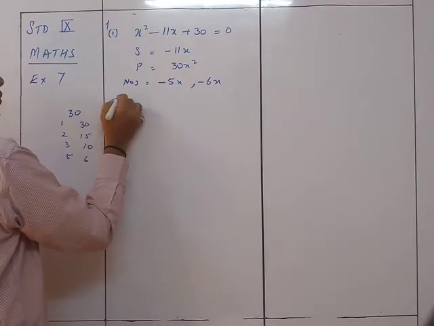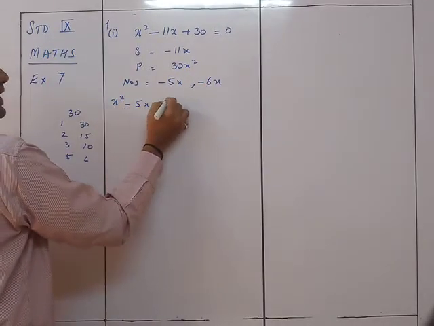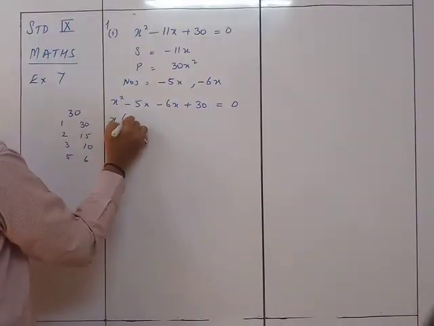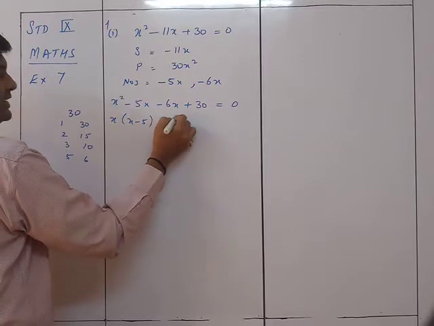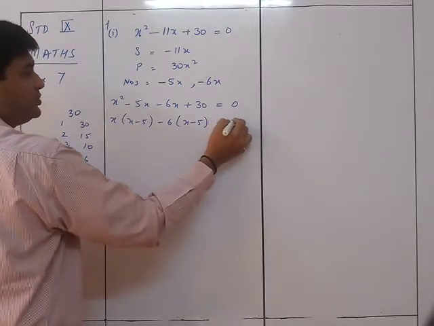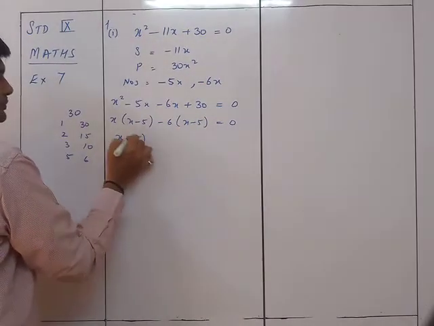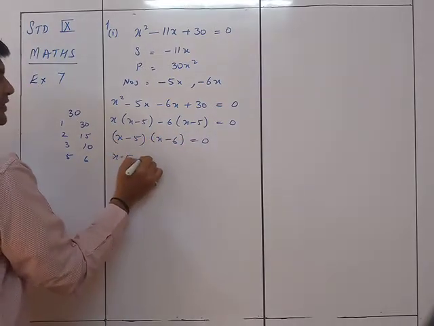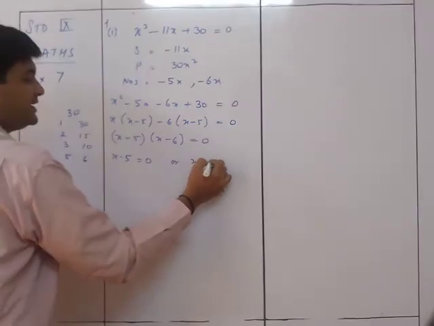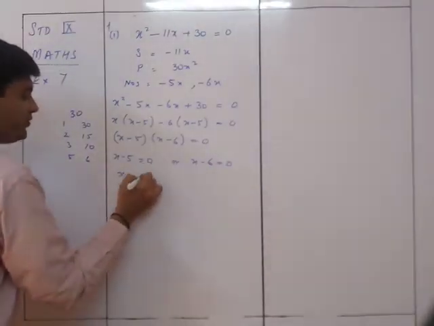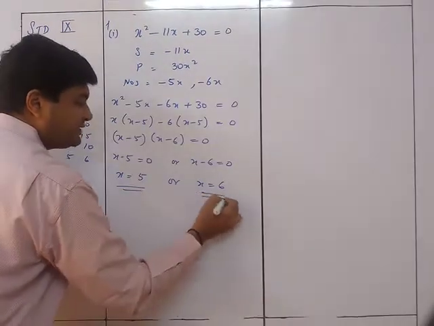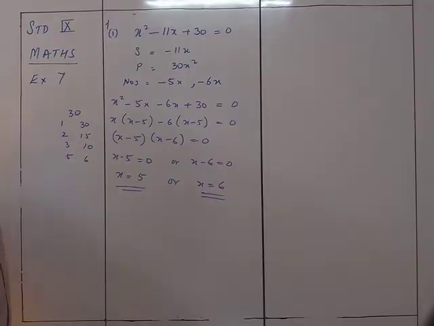Product of the two will give me plus 30x square. So that will be x square minus 5x minus 6x plus 30 equals 0. Taking x common, x minus 5, minus 6, x minus 5 equals 0. So x minus 5, x minus 6 equals 0. Therefore, x minus 5 equals 0 or x minus 6 equals 0. So x equals 5 or x equals 6. That's the resultant answer. Clear? Very easy.